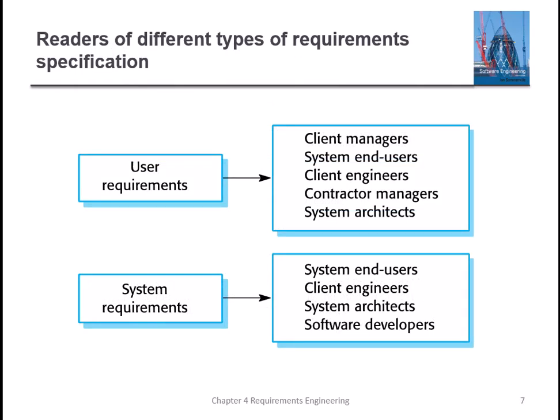Now the readers of the different types of requirement specification. The readers of user requirements are normally the client managers, or the customers, system end users, meaning those who use the system, client engineers, contractors, vendors, system architects, etc. And the readers of system requirements are the system end users, because the system end user comes in both. Why? Because high level features cannot be implemented without the detailed system requirements. So system end users ultimately depend on, or use, the system requirements.